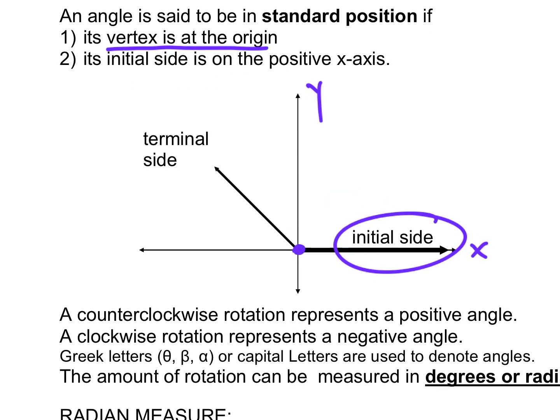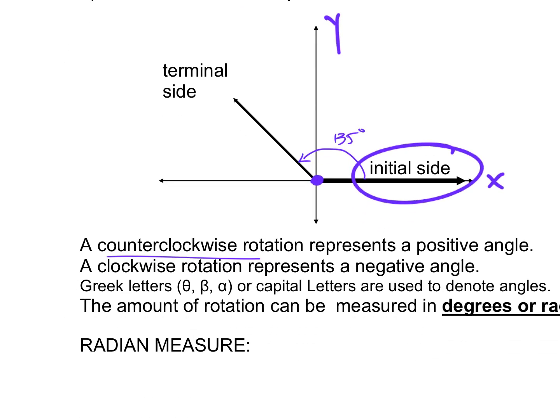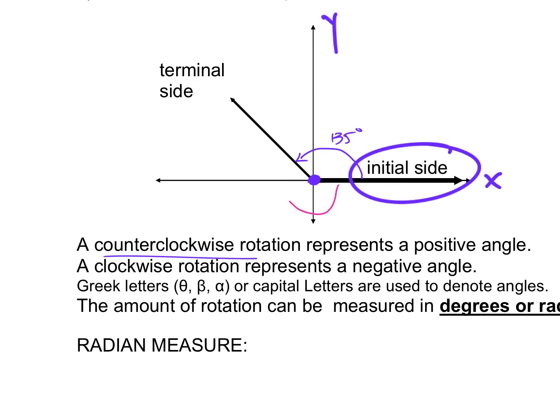Typically, we go counterclockwise to show a positive angle. So if I rotated that initial side in a counterclockwise direction, that would be a positive angle, and I could say maybe that's about 135 degrees. I'm just guessing. Now, we could also measure that angle going in a clockwise direction. And if we showed that in a clockwise direction, it would be a completely different angle, right? Because that's a different amount of rotation going backwards than it is forwards.